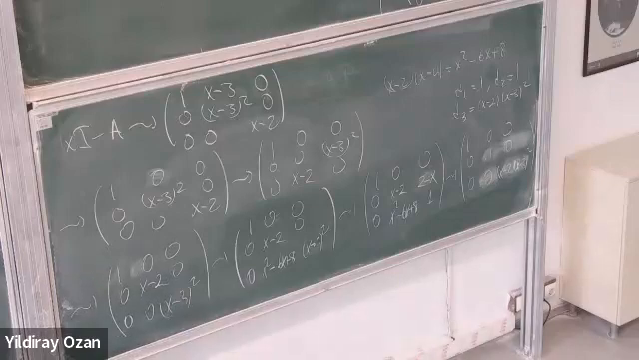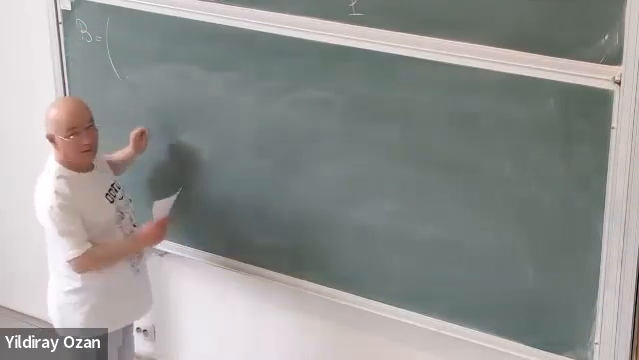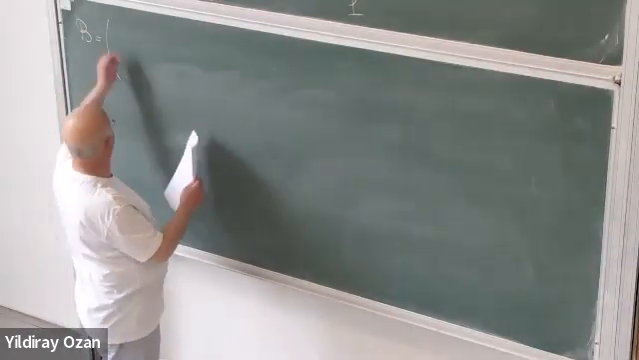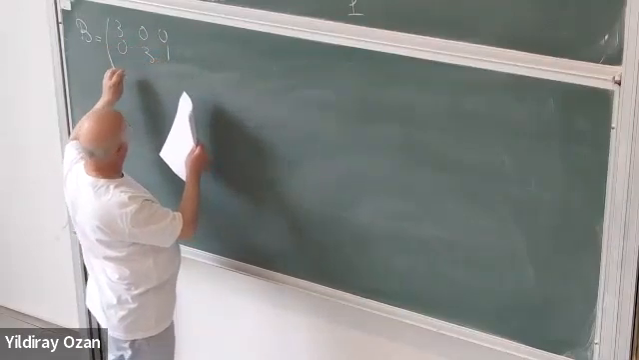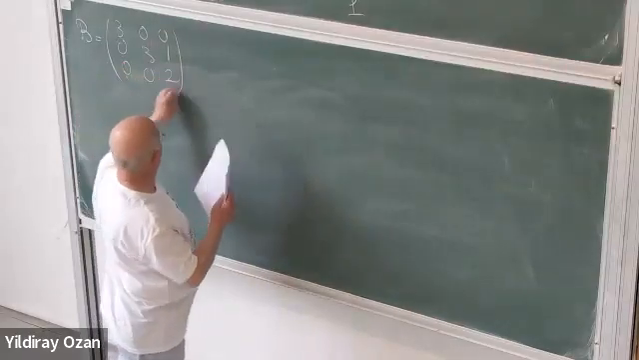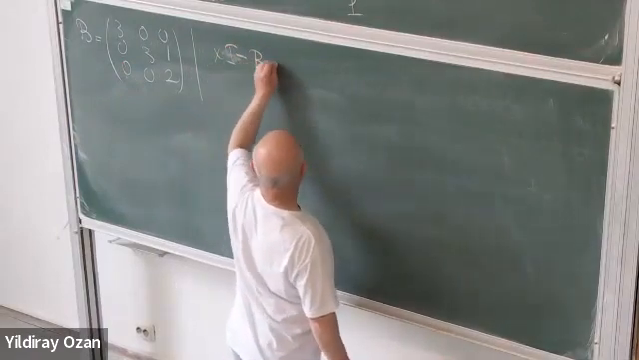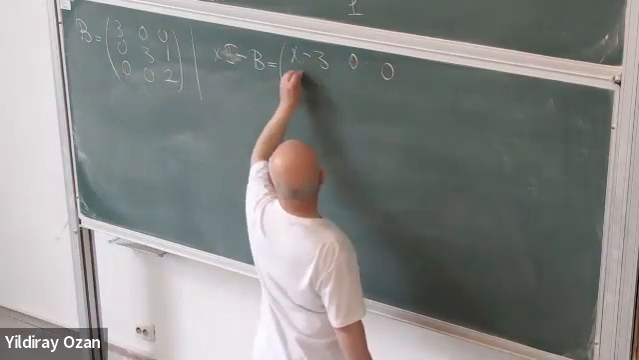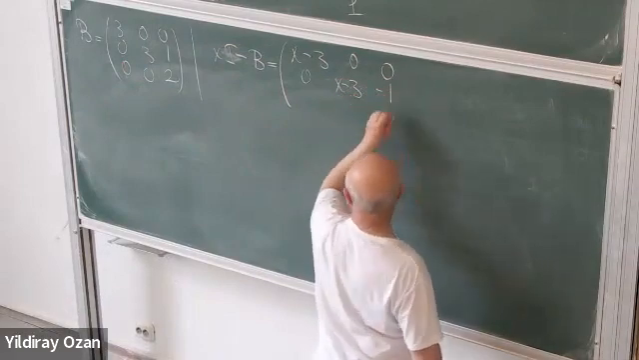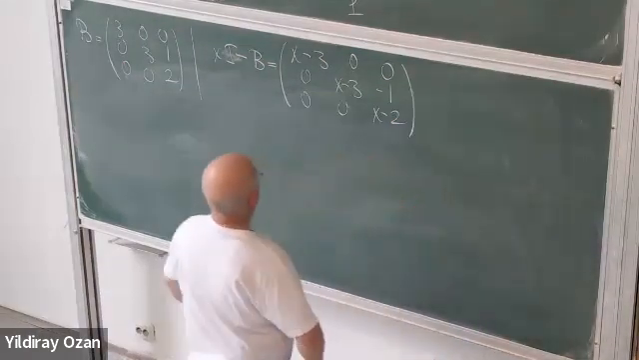Okay, so what about the other one? B, what was B? B was 3, 0, 0, 0, 3, 1, 0, 0, 2. So what is x times identity minus B? That is just x minus 2, 0, 0, 0, x minus 3, minus 1, 0, 0, x minus 2. Okay.